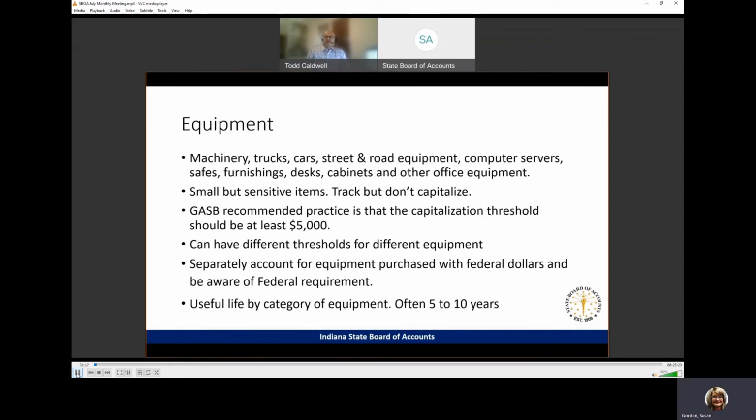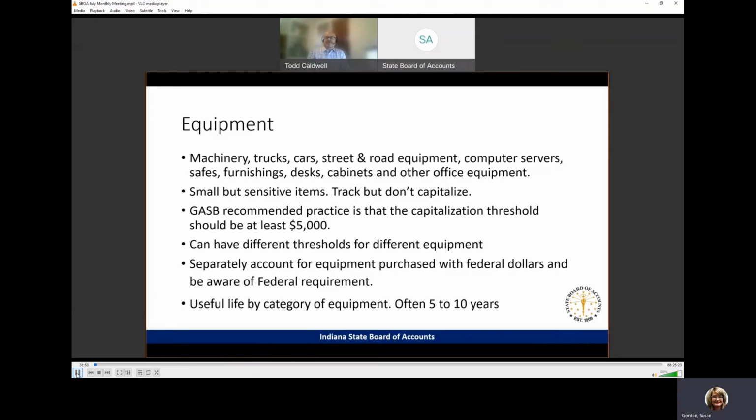Equipment and machinery is up next, and it also includes vehicles in this category. And these are the ones that change the most from year to year and have the shortest useful lives. So here we're talking about machines, trucks, cars, road and street equipment like maybe a bulldozer or a grader. You could also have electronic equipment, computers, computer servers, safes, office furnishings, office equipment like scanners or copiers, or large tools.